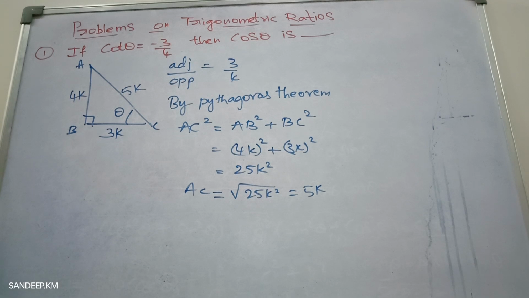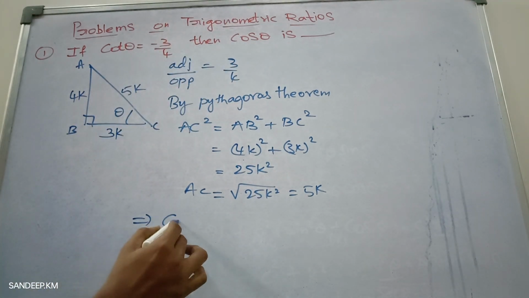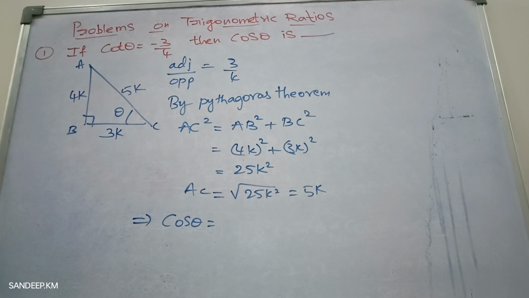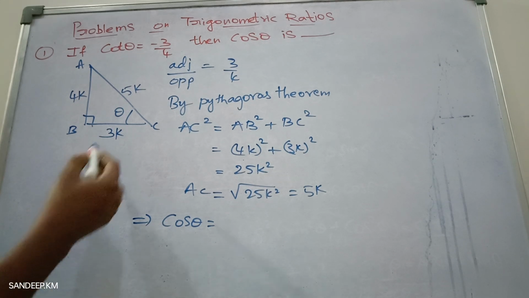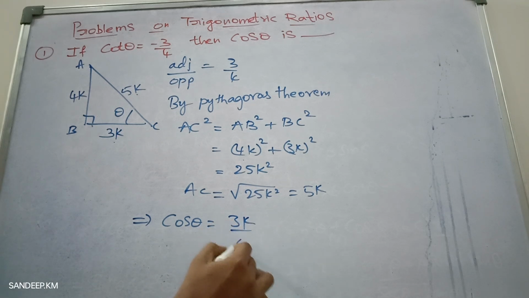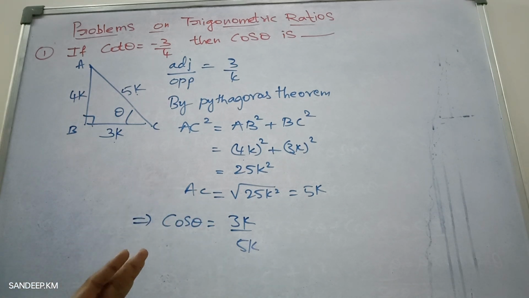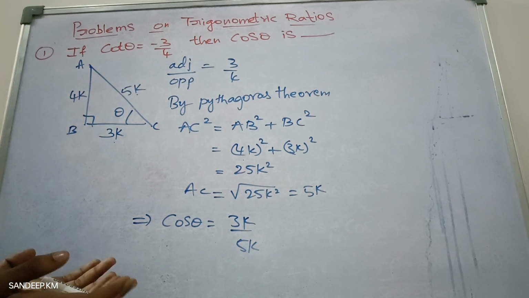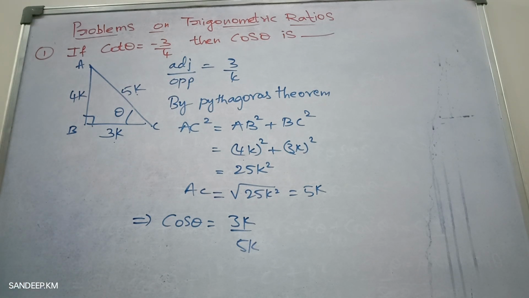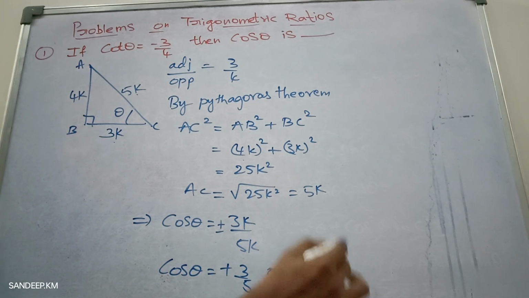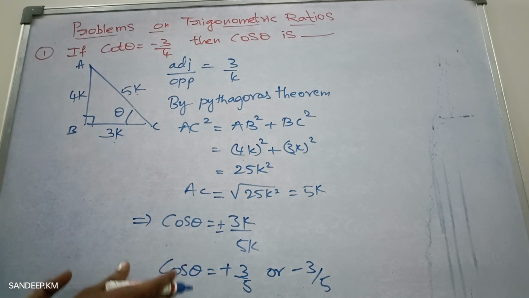Now, dear students, we are supposed to find cos theta. That implies cos theta is equal to, we know that cos theta is adjacent by hypotenuse, right? Adjacent by hypotenuse means 3k by 5k. But remember one thing, if theta is an acute angle, then it is a positive answer. But we don't know whether theta is an acute angle or obtuse angle. We don't even know in which quadrant theta is present. It can be in the first, second, third or fourth quadrant. So we have to keep plus or minus here. Therefore cos theta is equal to plus 3 by 5 or minus 3 by 5. This is the answer.